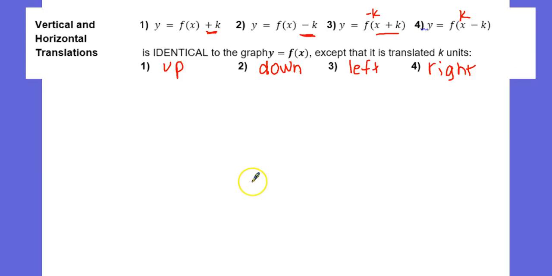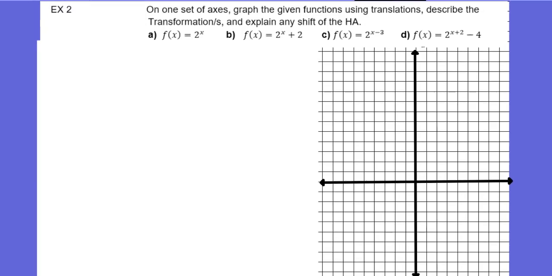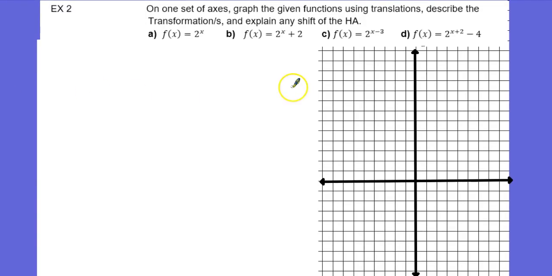So let's use that to translate some base functions here. In my example, I'm going to move my screen up a little bit here. There we go. All right, so we're going to color code these, so get your colored pencils out. I think I'll graph my base function in gray. We're going to graph all of these functions on the same graph, but we're going to graph them in color. So I'm going to graph A in gray, B I'll graph in red. You, of course, can pick whichever colors you have available. C I'll graph in purple, and D I'll graph in blue.